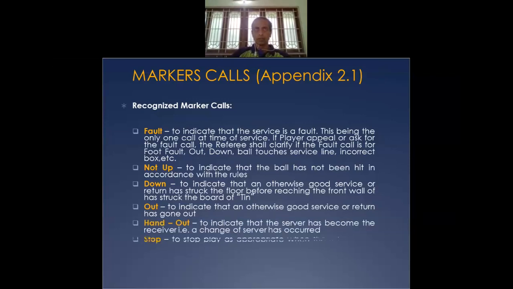Nobody is going to stop. But if your marking calls are bad, then players are going to stop, which is going to affect you as a referee too. So at our national level, we have referees and markers. But where there's a referee and video referee, you're the marker and you're the referee. So you have to be a very good marker.